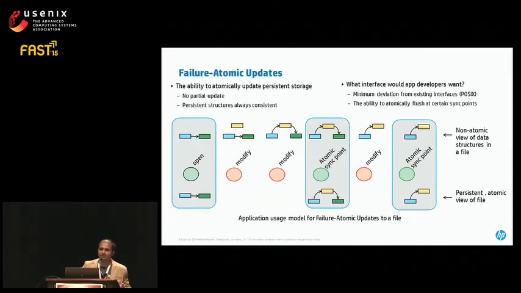So what do we mean by failure-atomic updates? Through failure-atomic updates, we would want applications to make their data structures persistent and consistent. A typical application opens a file, modifies its contents, and when the contents are in some consistent state, would want to atomically flush the contents to stable storage.